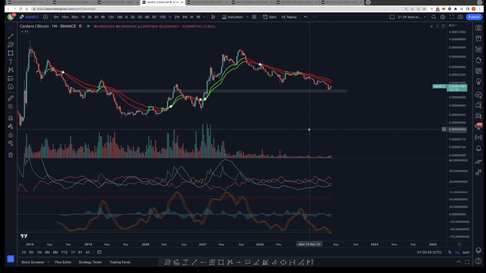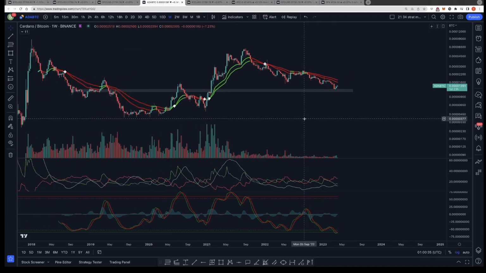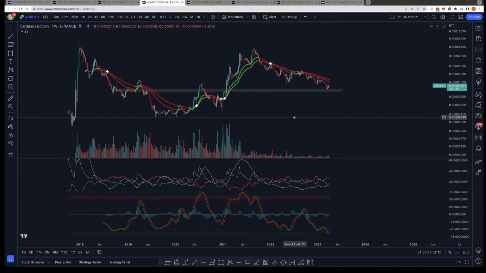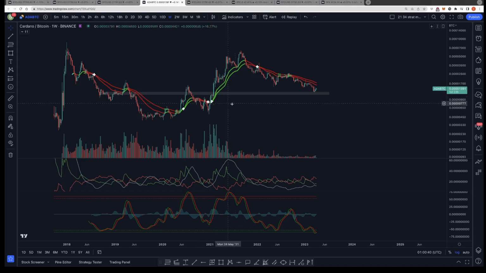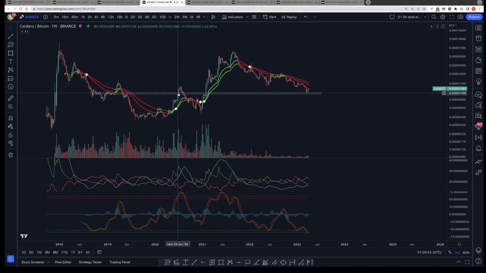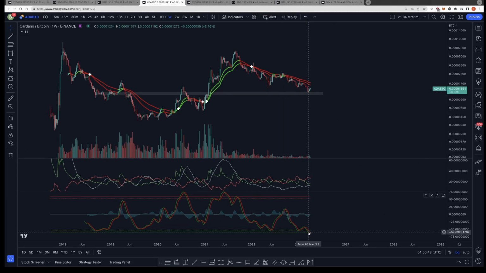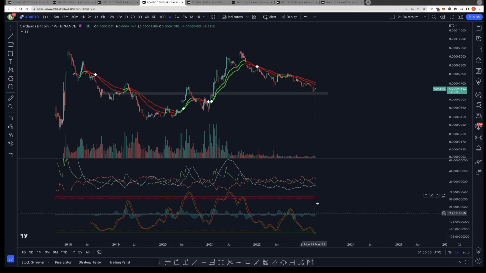ADA Bitcoin, I showed this a few days ago because I noticed some divergence. And this is the weekly chart. You can see we're coming down to this support level. And on our wave trend oscillator, we are at the lowest level ever. So that is noteworthy. This could be a potential turnaround for this.